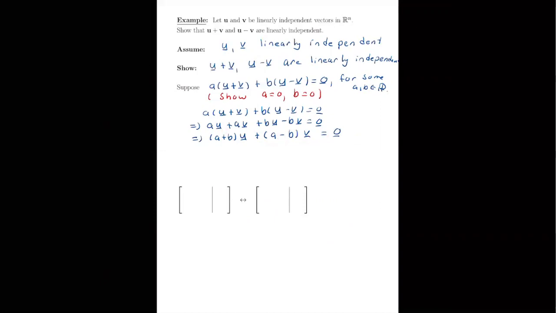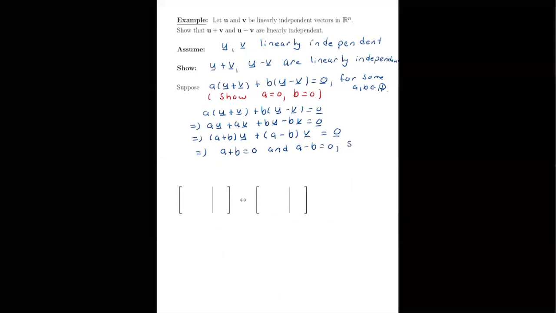Now, the coefficients in this case are not just a and b. I'm not just going to set a and b to be 0. The two coefficients are a plus b and a minus b. So here, I know that this implies that a plus b is equal to 0 and a minus b is equal to 0. And again, we should justify this. Here we're using our assumption, so we should justify our steps whenever we're using our assumptions.